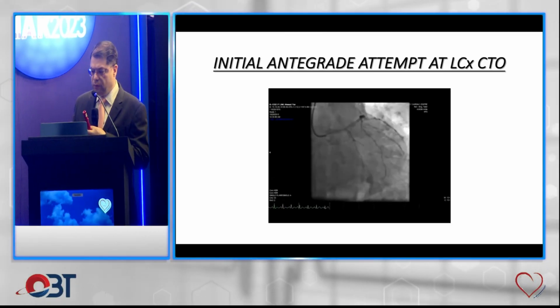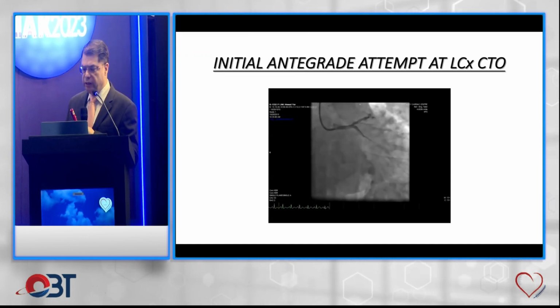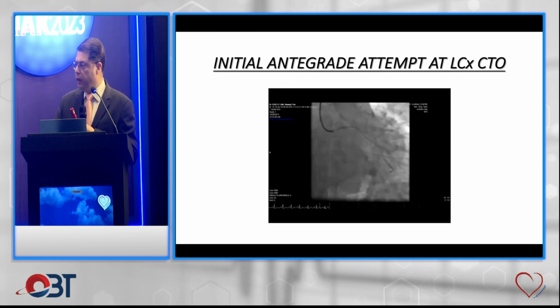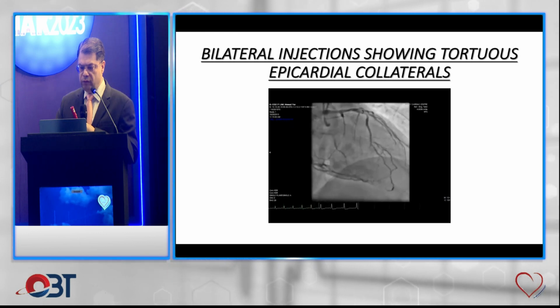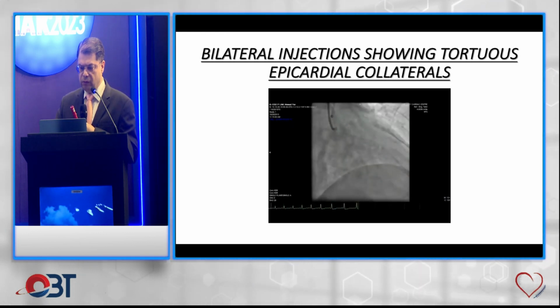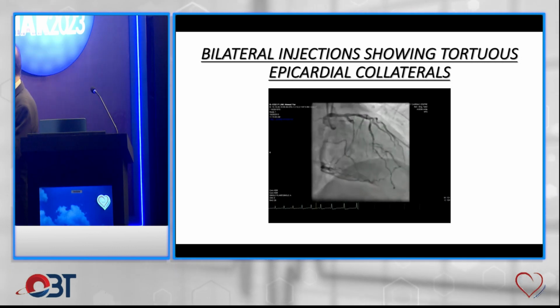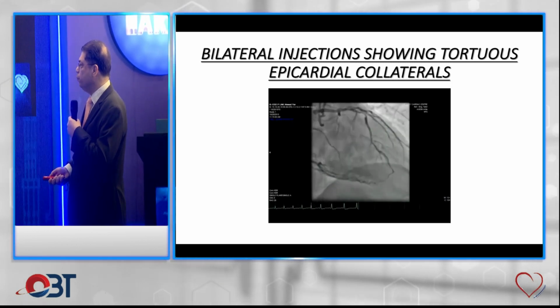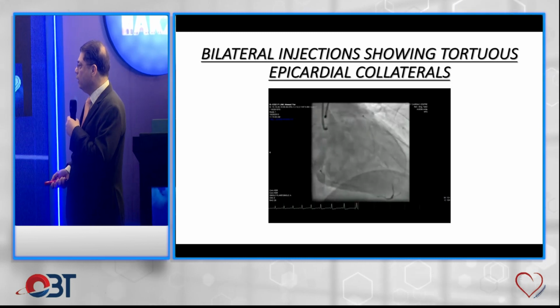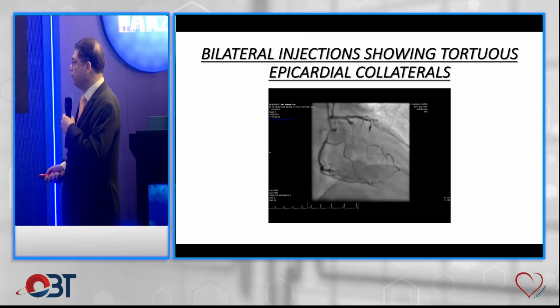So now we'll be sharing a case of an epicardial collateral retrograde approach. This was a case of a circumflex CTO in which there was an antegrade attempt, which was unsuccessful. The wire went extraplaque. And then we took these pictures. So now this is a very important picture. You can see that this is an unmagnified picture, without panning.